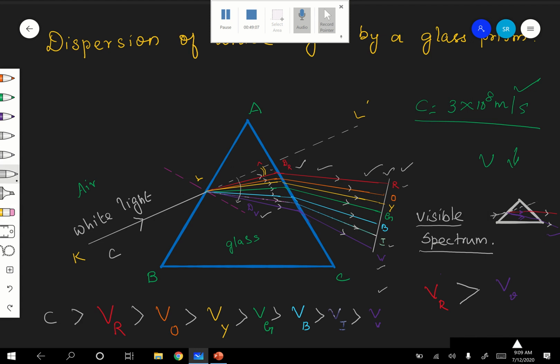Red light is moving with the maximum speed inside the prism, but that speed will be less than its speed in air, that is 3 into 10 power 8 meter per second. Why? Because it is going from rarer to denser. Definitely it will suffer some decrease, but the decrease in speed is least for red and maximum for violet. That is the reason why the light is splitting. Hope you are able to understand. Is it clear, children?